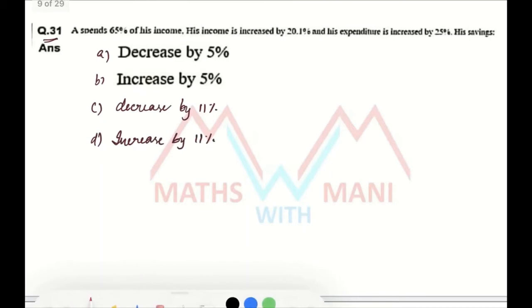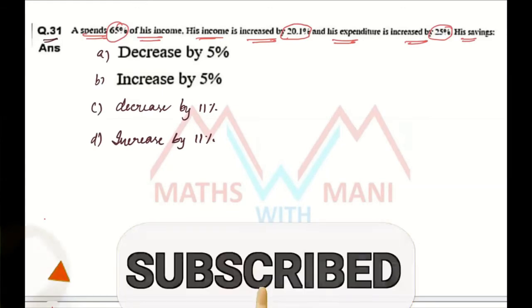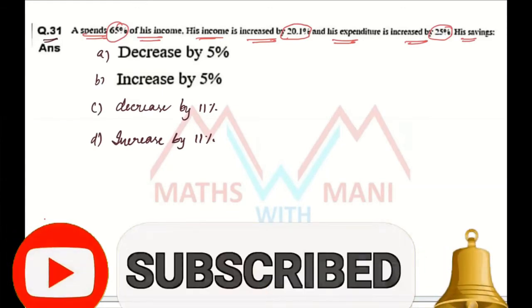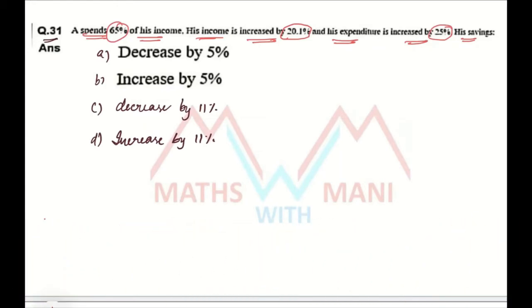Okay, let's see. A spends 65% of his income. His income is increased by 20.1 percentage, and his expenditure is increased by 25 percentage. Then what about his savings? I told this problem in the previous shift, that is September 11th. The exam which was conducted on September 11th also had the same model. I'll explain 2 methods for this problem, but the second method is very, very easy compared to the first method. So I'll skip the first method in this session.